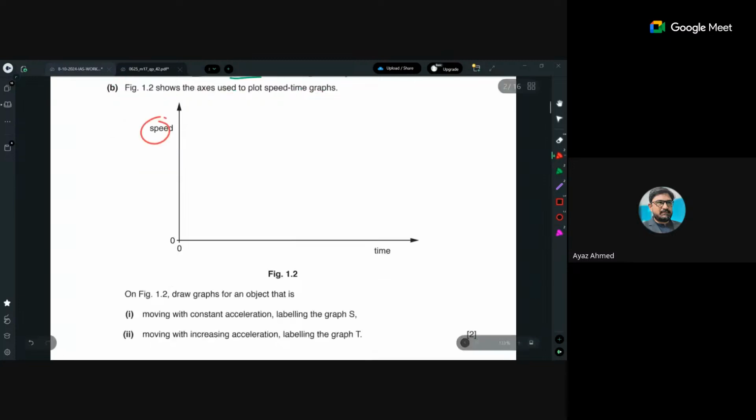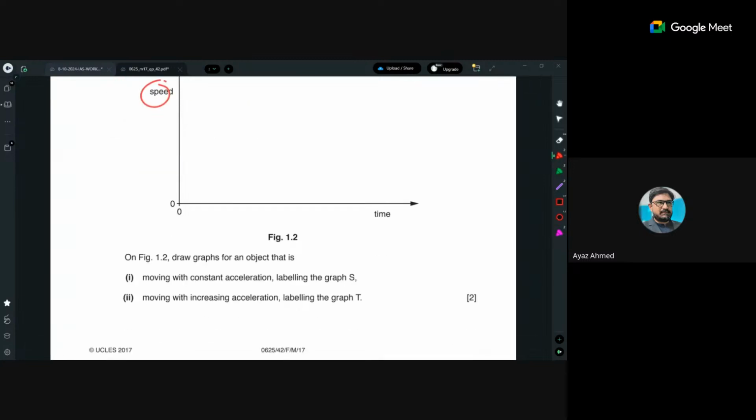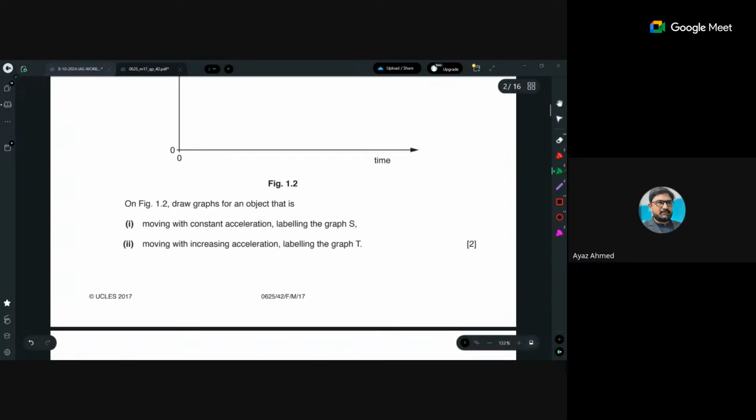Then go back. There is a speed time graph. It was your own wish that we should have a speed time graph, and we will feel happy to draw the graph on that. Then moving with constant acceleration, I have told you, label it S. And moving with increasing acceleration, label it T.